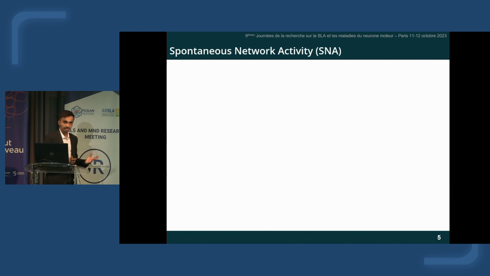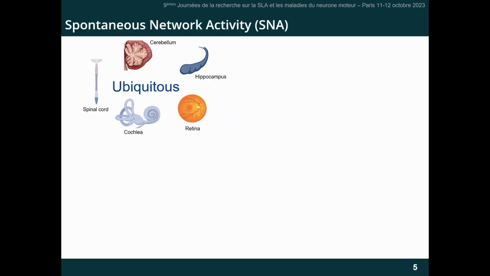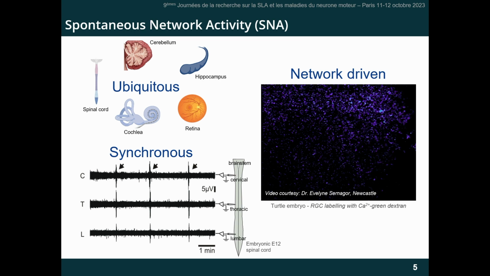Now, looking at development itself, we observe spontaneous network activity. First of all, it is ubiquitously observed. It is observed in the spinal cord, cochlea, retina, hippocampus, and cerebellum. It is synchronous firing of an ensemble of neurons. And another important point is that it is network driven.